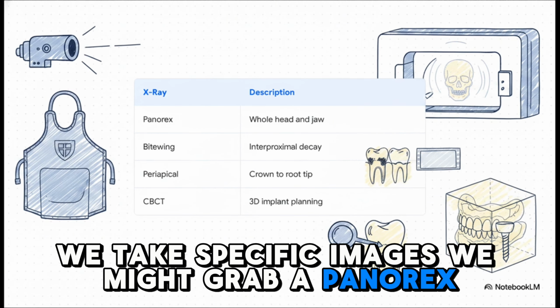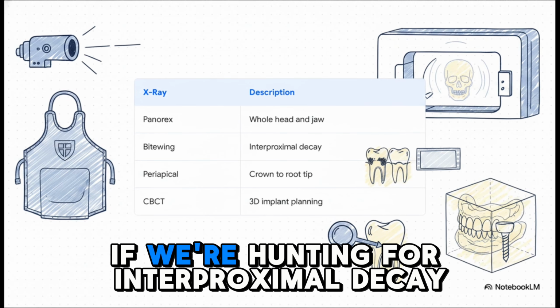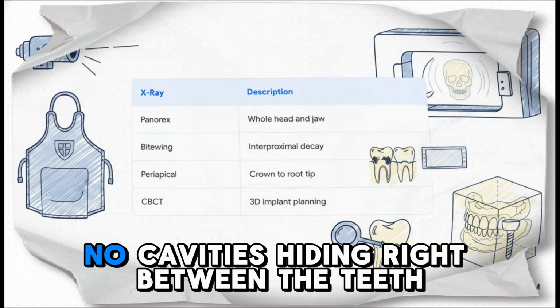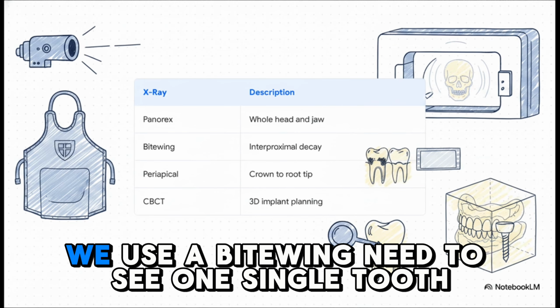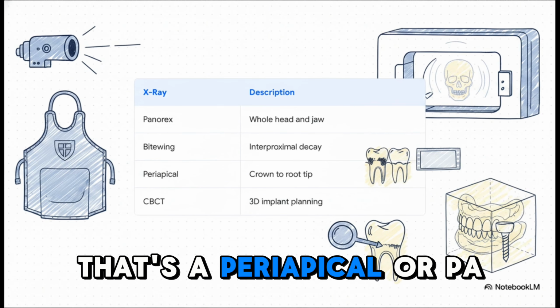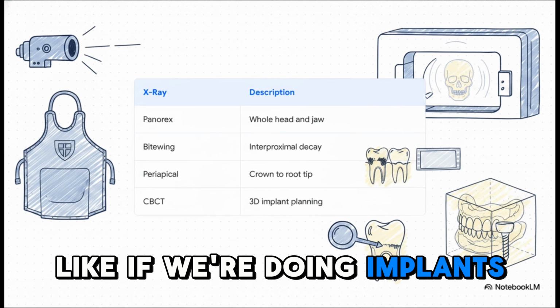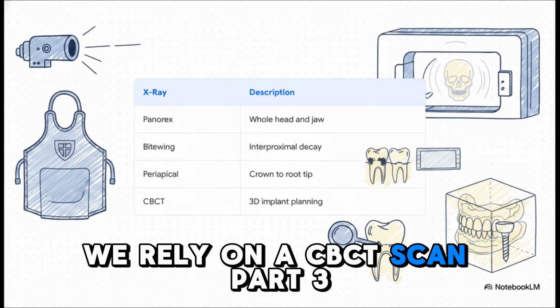We might grab a Panorex, which is a panoramic shot showing the entire head and jaw. If we're hunting for interproximal decay, you know, cavities hiding right between the teeth, we use a bite wing. Need to see one single tooth from the crown all the way down to the root tip? That's a periapical, or PA. And for advanced 3D planning, like if we're doing implants, we rely on a CBCT scan.